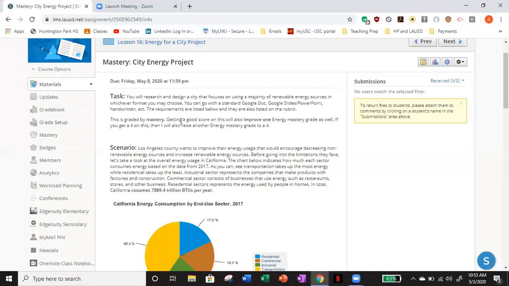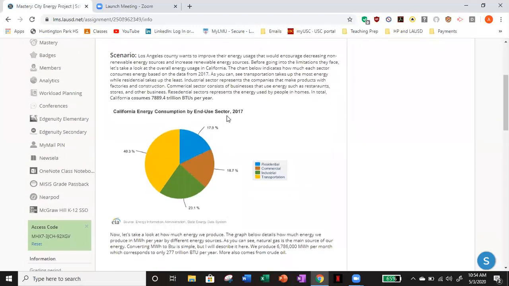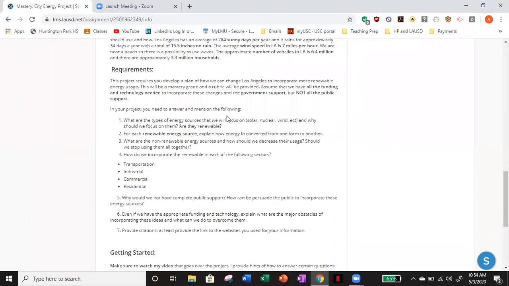This can be graded by mastery, and if you get a good score on this, let's say you get a 4, it also raises one mastery grade that's based on energy to a 4 as well. So you have to answer all these questions in order to get a 4.